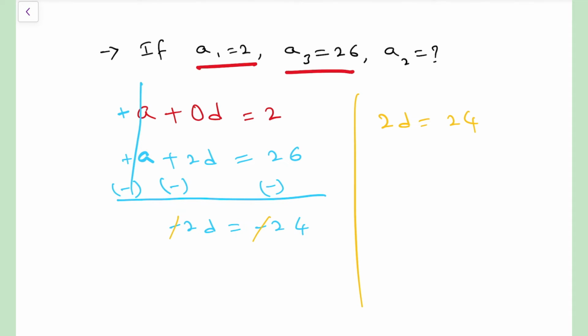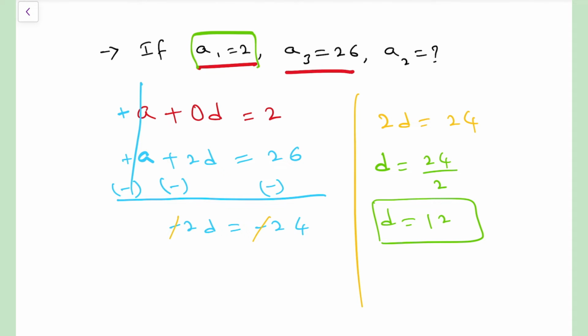We need to find out the d value, so take 2 to the right side. d equals 24 divided by 2, then d value is 12. Now d value is 12. a1 is nothing but a only, so a value and d value both we got. Then whatever the term they are asking, we can find.